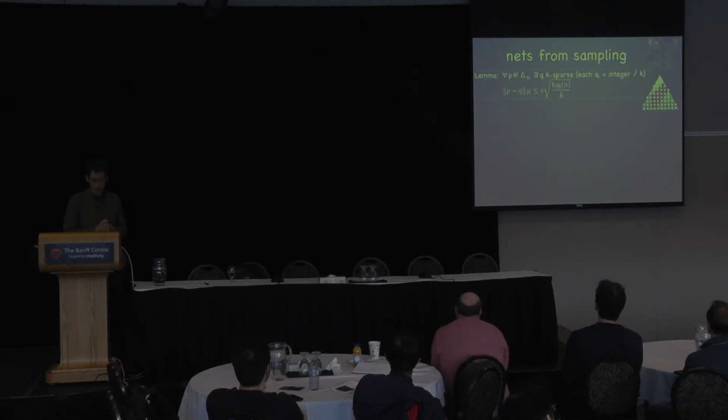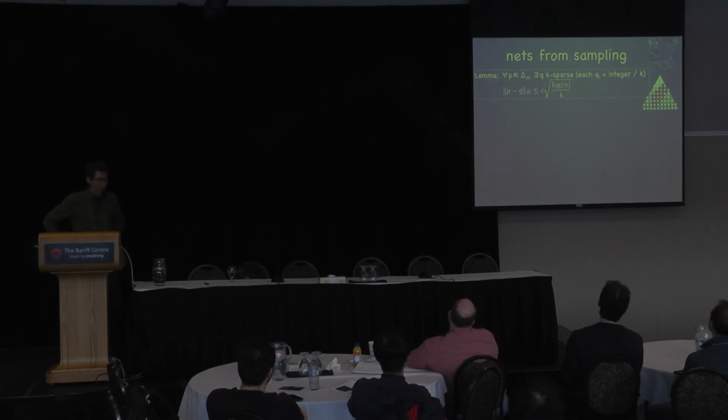Let me now show you how the rest of it goes. I claim basically that there exists a small net for the simplex. This is pretty much the only hard technical step of the proof, and it's not that hard. So how are we going to find a small net for the simplex?